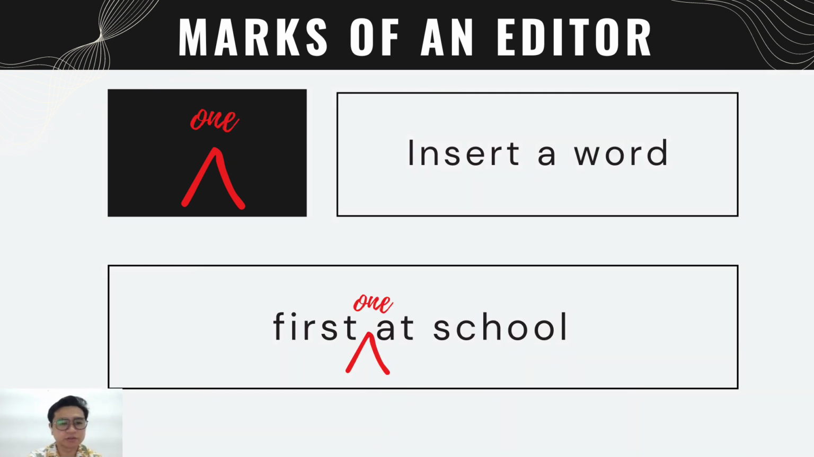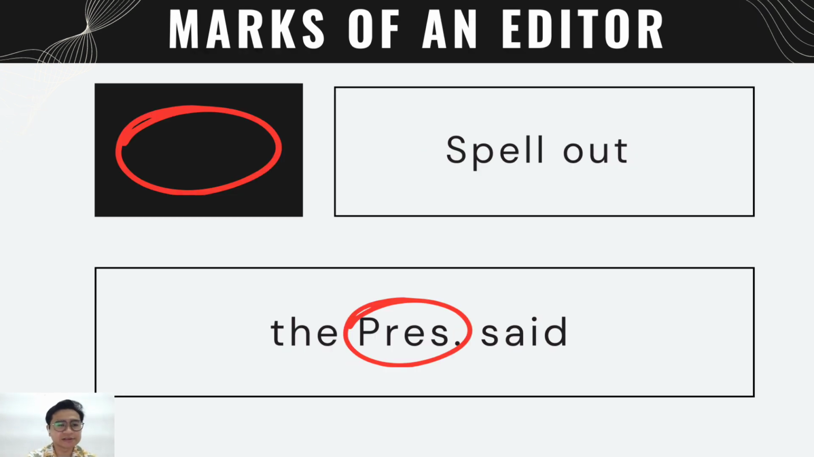Next is insert a word. For this example, to create better readability, "first at school," we can add the word "one" using this mark. Next is spell out. In the example, "the press said," we encircle it and we must spell it out.